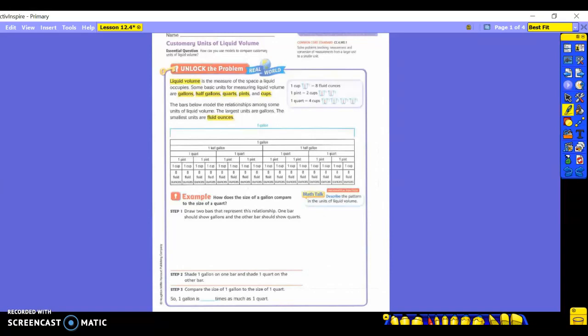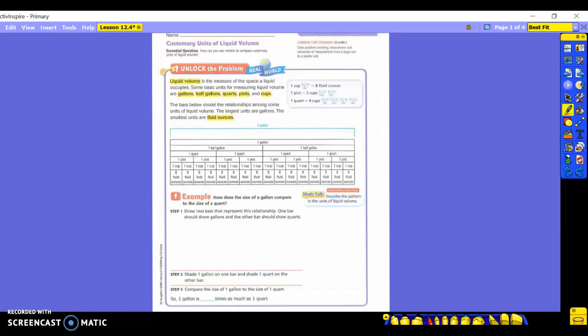If you can look at some things on here, you'll see there's a lot more to these than what we had in the past 2 days, correct? So lots more things to worry about. It says liquid volume is the measure of the space that a liquid occupies. Some basic units for measuring liquid volume are, read with me, gallons, half gallons, quarts, pints, and cups.